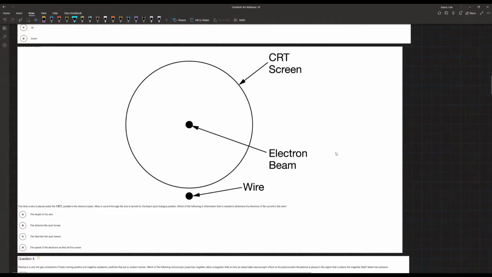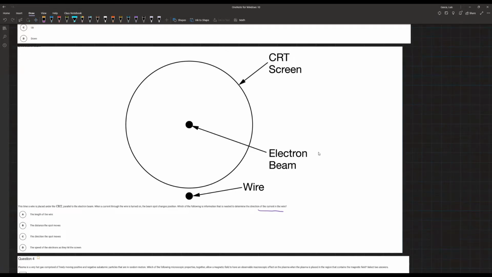Go to the next question. This time, a wire is placed under the CRT, parallel to the electron beam. When a current through the wire is turned on, the beam spot changes position. Which of the following information is needed to determine the direction of the current in the wire?